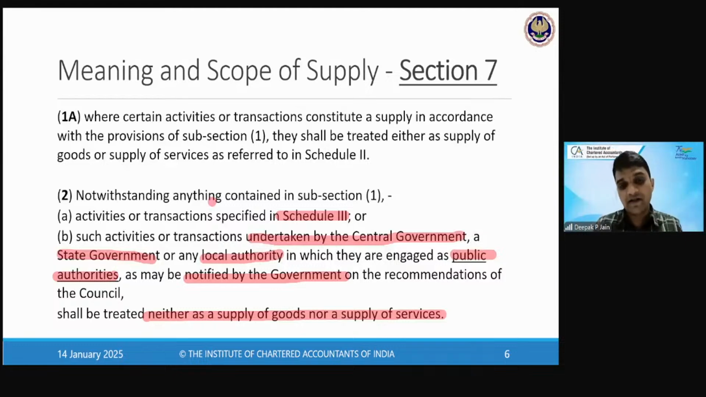Now come to the next part, that government is not engaged as public authorities. Government is engaged as non-public authorities. Example, typical example, government की buildings होती है, buildings के ऊपर commercial shops करते हैं and they give it for rent. So is it a public authority function there? No. तो फिर in that case they have to charge GST.